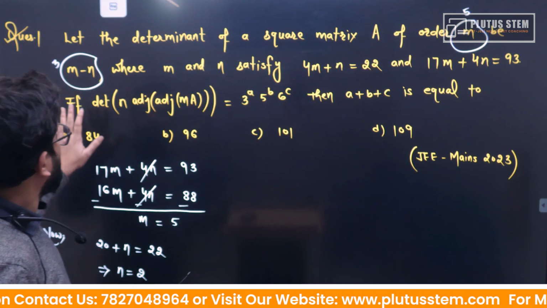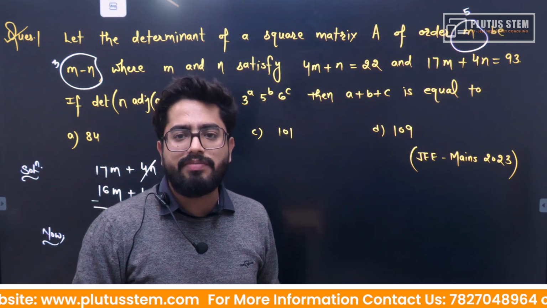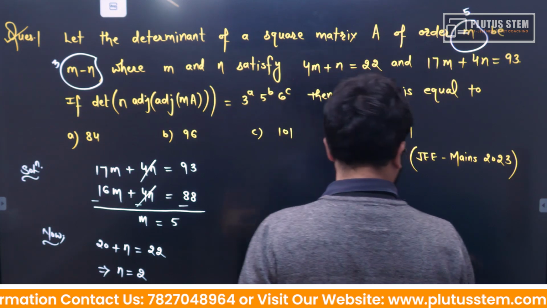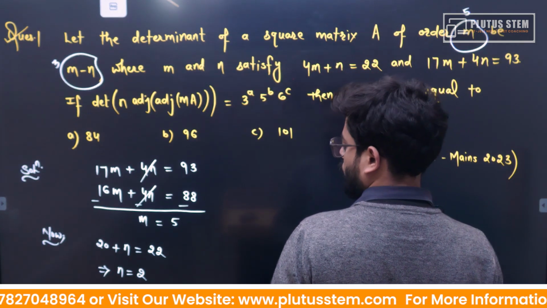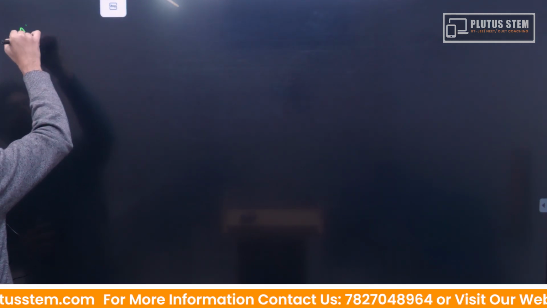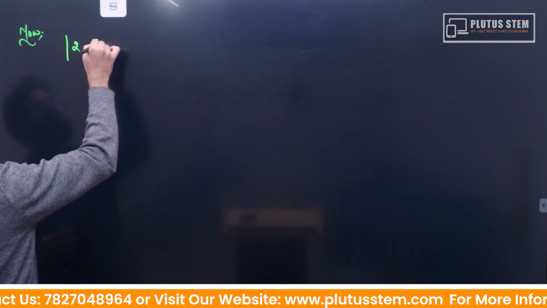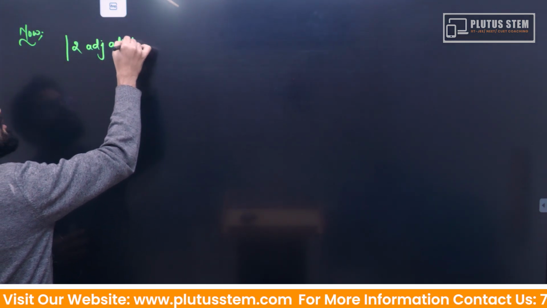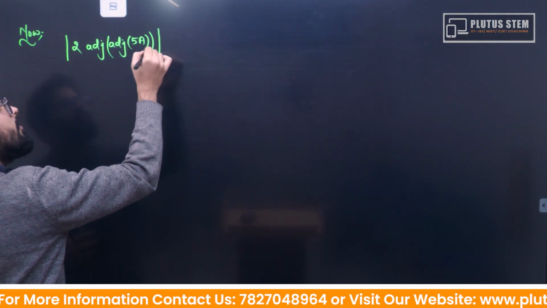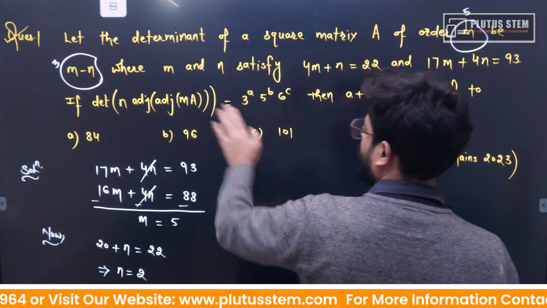Now the question says if the determinant is equal to this one, then find the value of a plus b plus c. So how can we find this? Take this one: the determinant n is 2. So now we have determinant of 2 times adjoint 5.